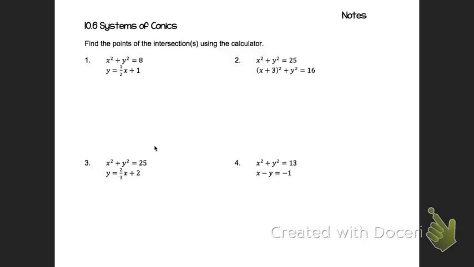Okay, 10.6, systems of conics. So we are taking systems of equations that we did first semester and we are multiplying it by exponentially. Like we're gonna start looking at a lot more functions to find systems of. And what I mean by systems is where they intersect.